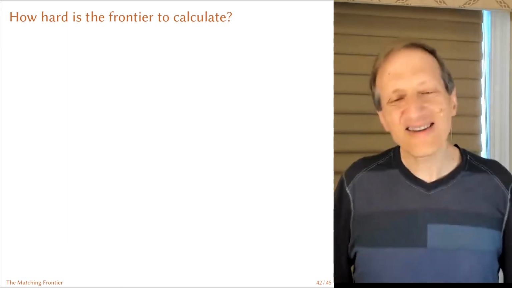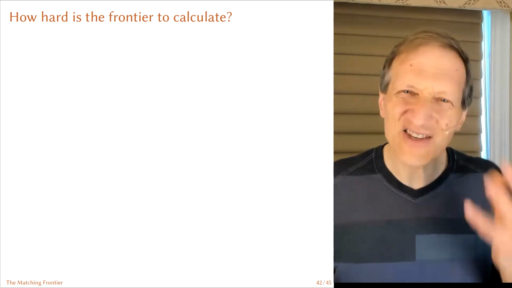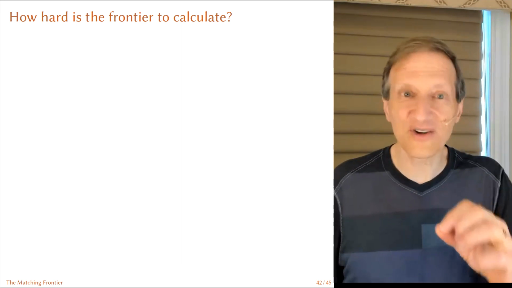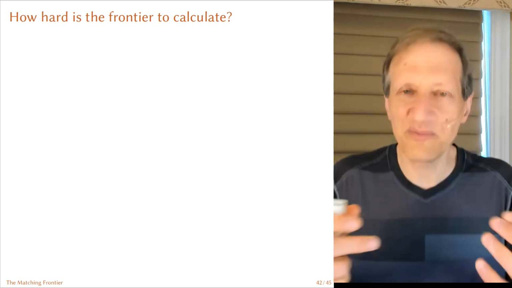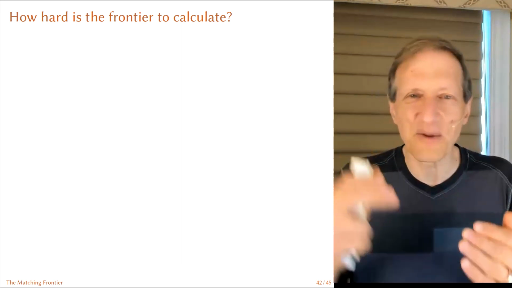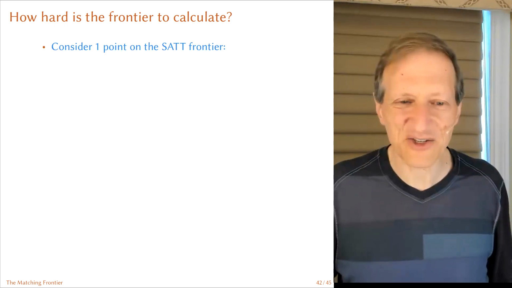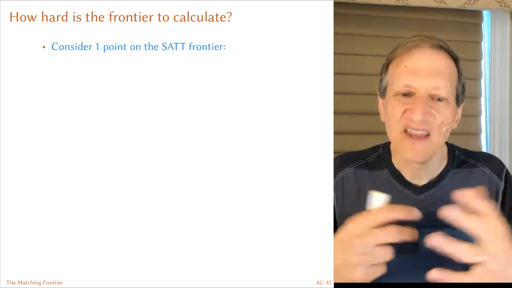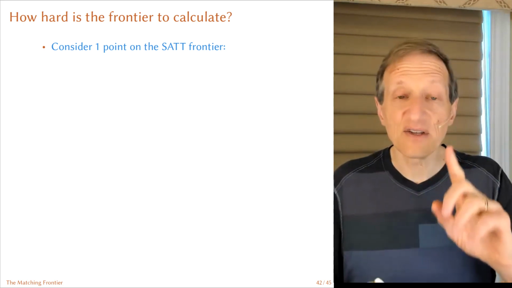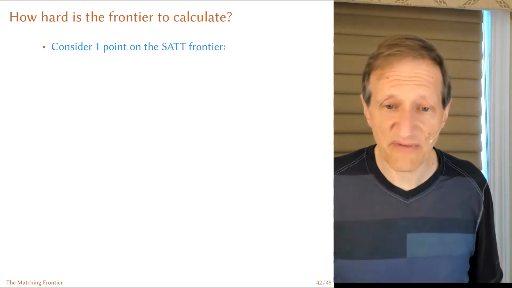So how hard is it to calculate the frontier itself, like to find the frontier? Because that would be the solution, right? It would be the best possible trade-off between number of observations and imbalance. So let's consider one point on the SAT frontier, sample average treatment effect on the treated.